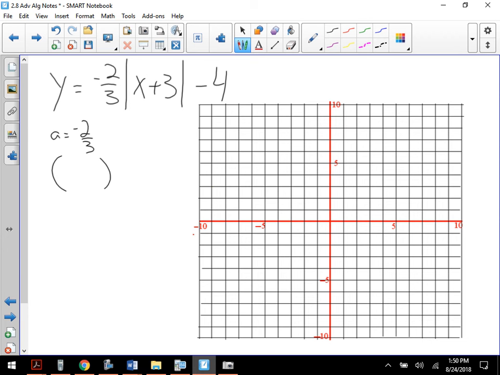When you have your parent function, remember, it's absolute value of x minus h. Since this is x plus 3, your h value has to be negative 3 because it would be x minus negative 3. That's how you generate a plus 3.